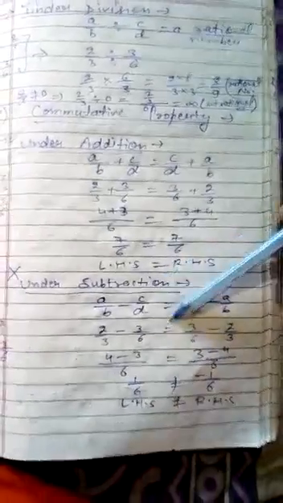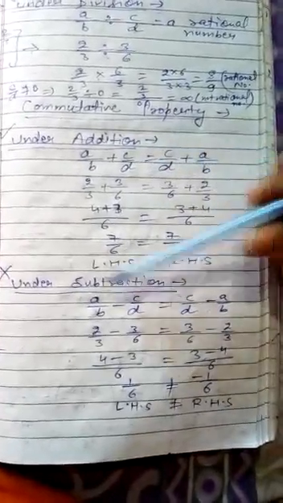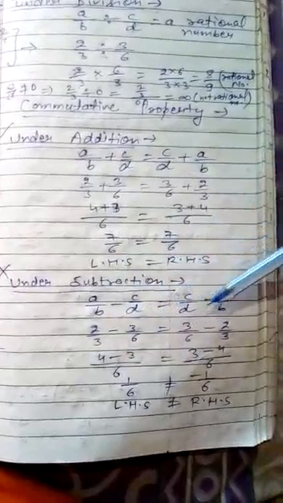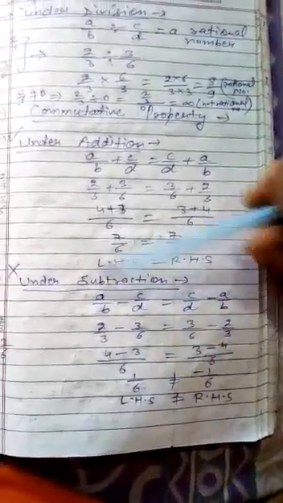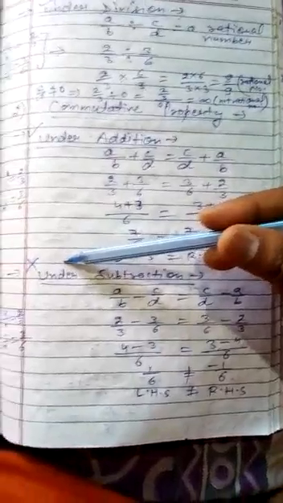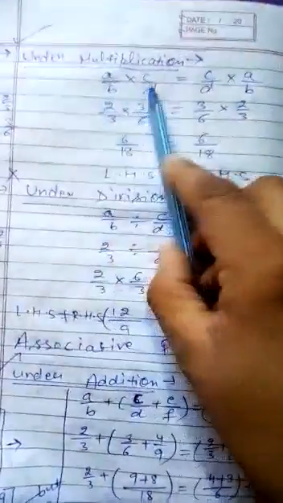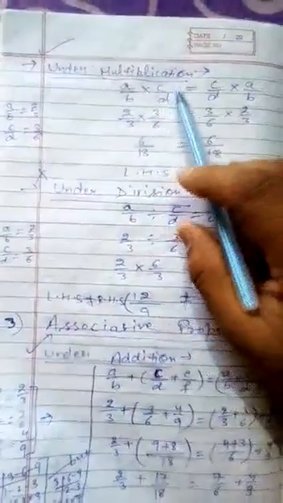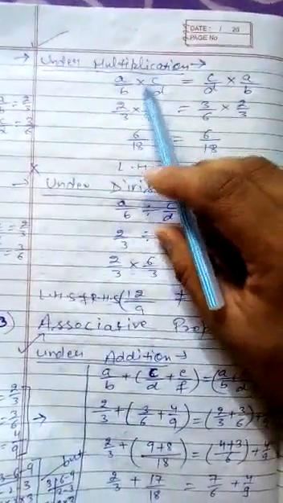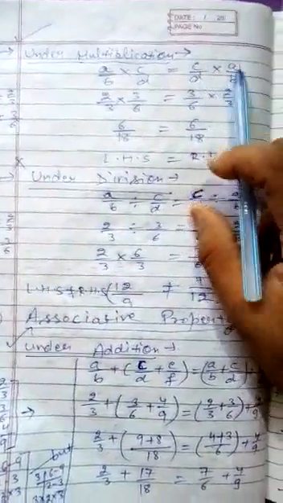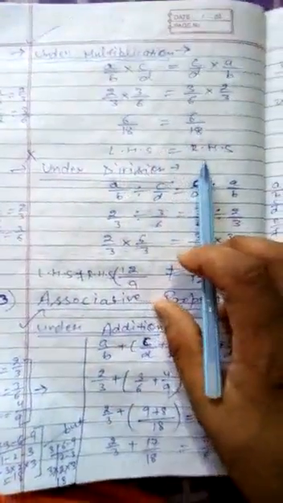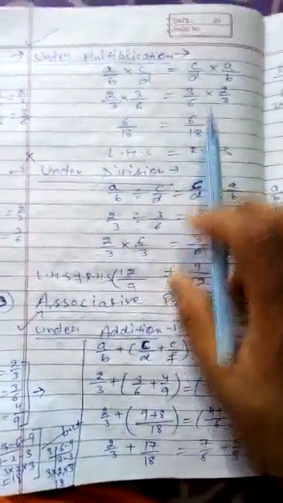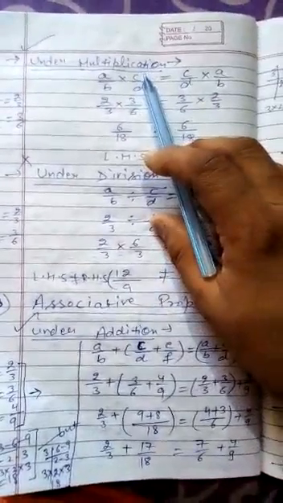If you will do under subtraction, just minus sign is applied here. A upon b minus c upon d is equal to c upon d minus a upon b. So we will get left hand side not equal to right hand side. So we can say commutative property does not hold under subtraction. Now commutative property under multiplication. A upon b multiplies c upon d, where the plus and minus signs we applied earlier, now multiply sign is equal to c upon d multiply a upon b. When you will put these values in these, then we will get left hand side is equal to right hand side. So we can say that under multiplication commutative property satisfies.